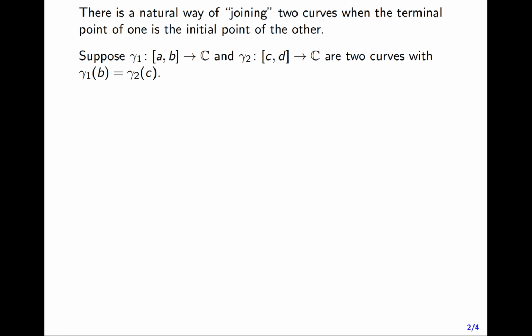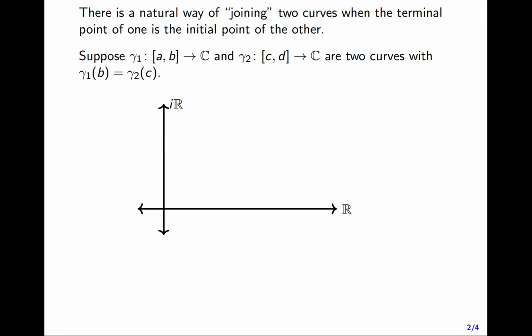Now, suppose we have two curves, and the terminal point of one curve is the initial point of the other. There's a natural way to join these two curves together. So a little more precisely, we'll take a curve gamma 1 defined on the interval a to b, and a curve gamma 2 defined on the interval c to d, and gamma 1 of b is equal to gamma 2 of c. So the terminal point of gamma 1 is the initial point of gamma 2.